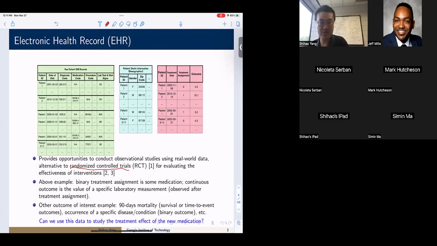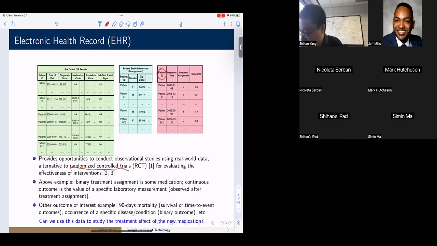And oftentimes we observe there's a difference in the efficacy of a drug in the real-world setting compared to the lab setting. And that's what EHR, electronic health records, this type of real-world data, provides an opportunity for, right? For example, this is my red table for each patient, right?